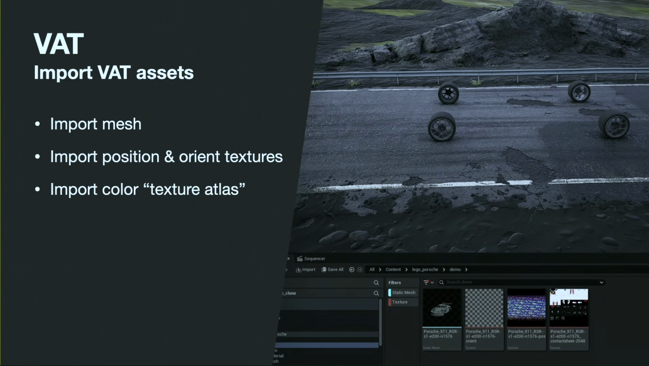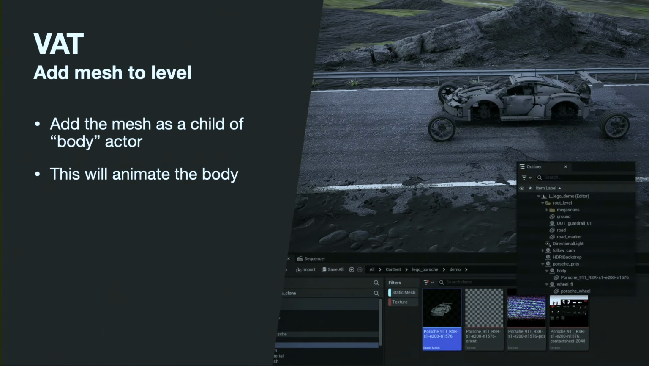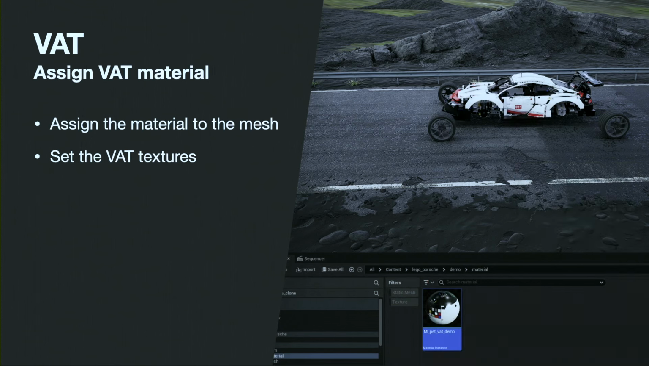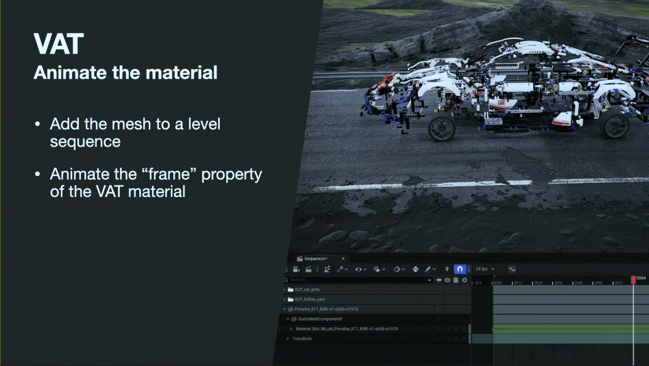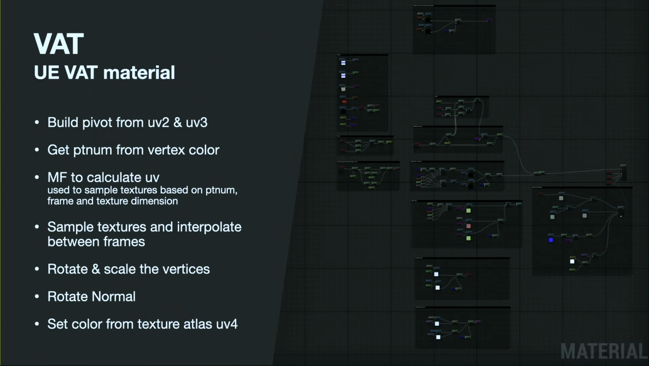So over on the Unreal side, we just import the mesh and the textures. And then we add the car body as a child of the actor. Now we have the car driving along, but we don't have these pieces yet, the piece animation. So we create a material that can read these textures we created, and we assign that to the model. And then we animate a frame value, like which frame of this animation should we use. And now we have this animation driven by textures. If we want to, we can look a little bit at the material later.